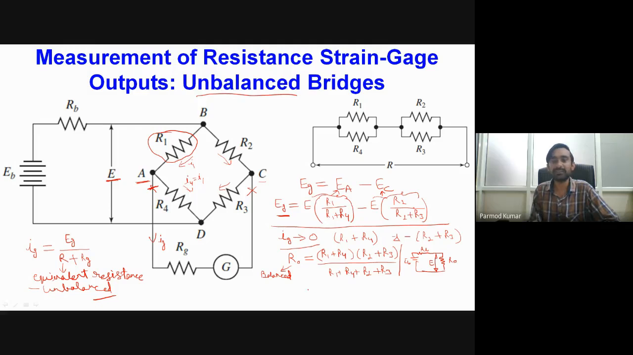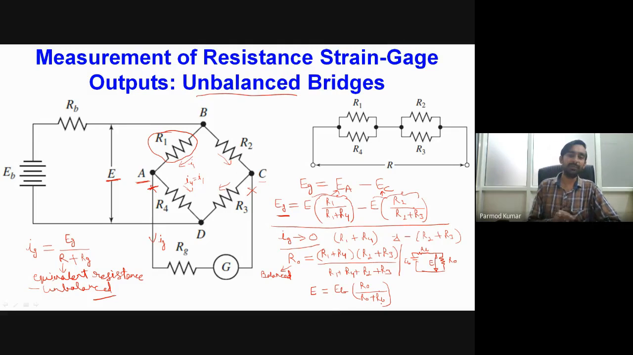So from this particular circuit, I can write that my voltage E will be equal to EB times RO divided by RO plus RB. Okay, so this point is clear.